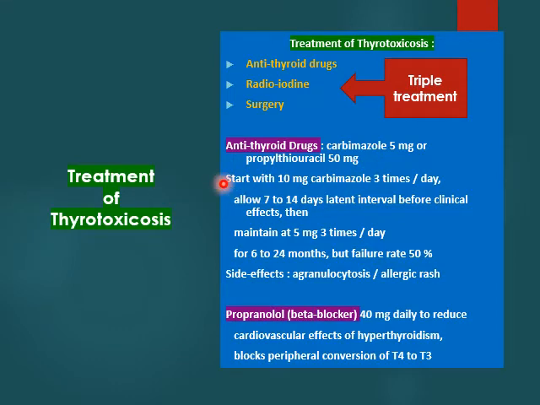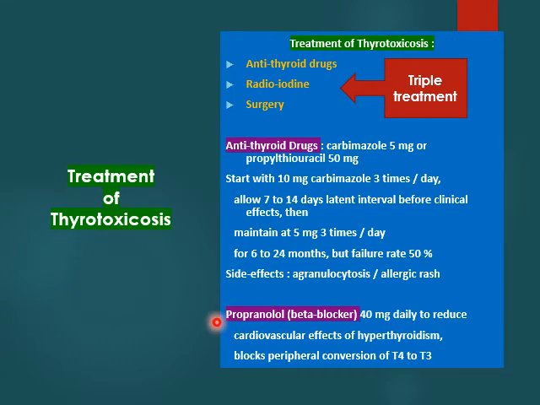Usually carbimazole will start with 10 milligrams 3 times a day, allow 7 to 14 days, usually 1 to 2 weeks, latent interval before clinical effects can be seen. And then once the effect is there, you maintain it at 5 milligrams 3 times a day for 6 to 24 months. The failure rate of this anti-thyroid treatment is around 50%. Side effects of carbimazole or PTU include agranulocytosis and allergic rash.